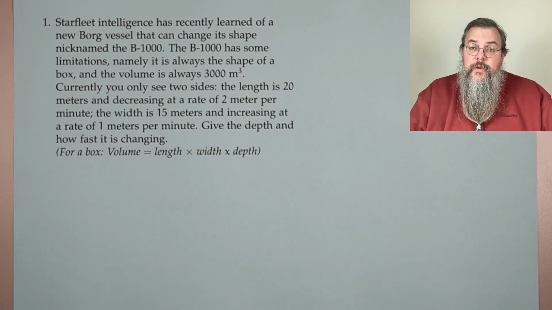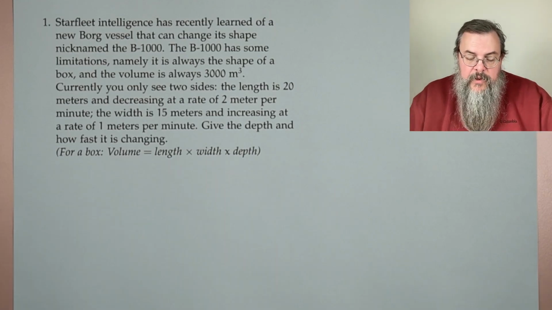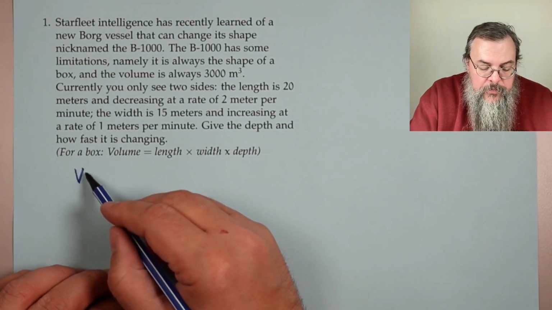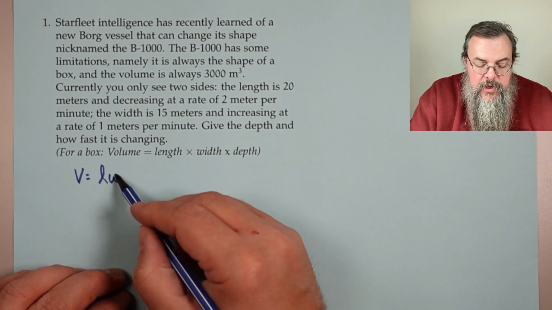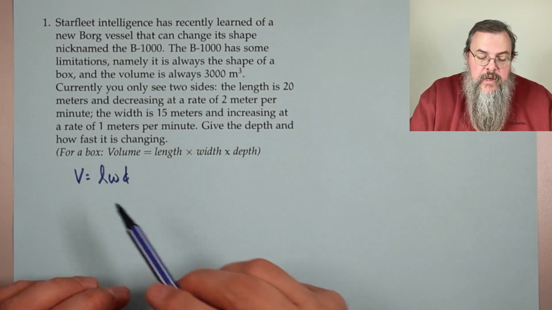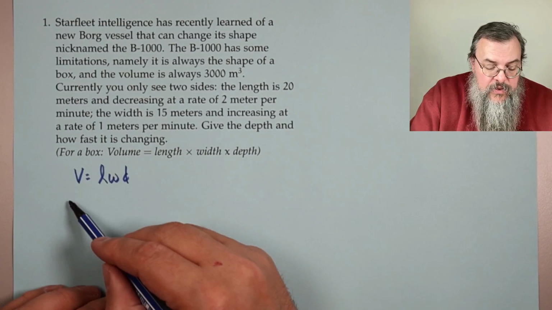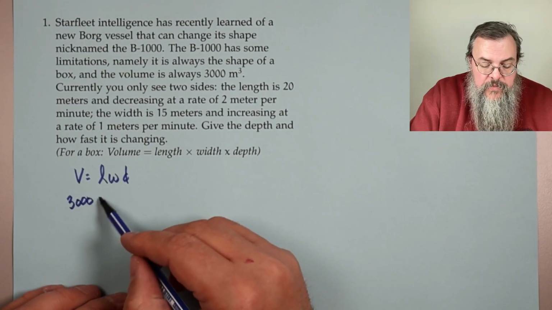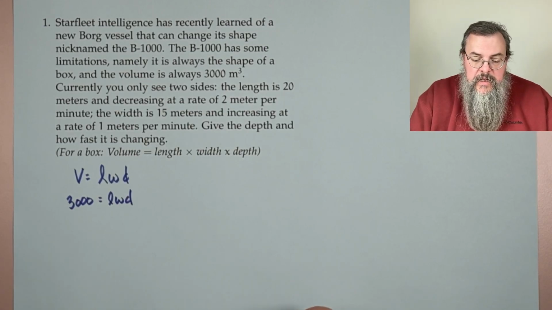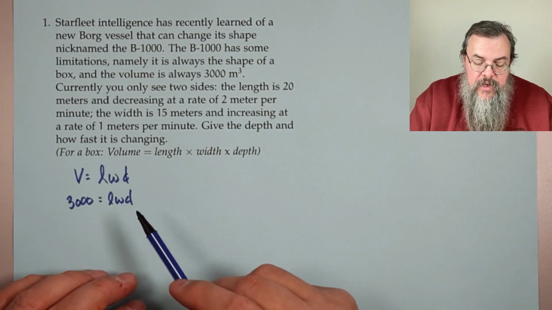All right, so we have our formula. In fact, it gives us here volume, length, width, depth. Okay, so let's go ahead and write that down. So volume is length times width times depth. But remember, volume is fixed at 3,000. It's not changing. The length, the width, and the depth can change, but not the volume. So we say, okay, so that says 3,000 is equal to length times width times depth. Okay, and so there's our relationship. That's what ties these 3 quantities together.